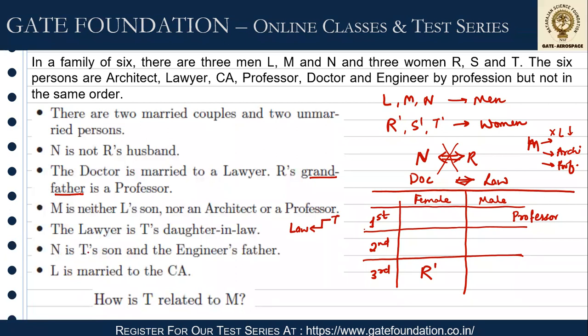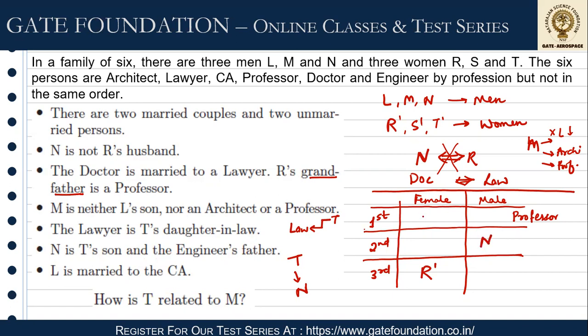Now, next thing is N is T's son. So T के exact immediate में N आ जाता है, ठीक है, नीचे, and engineer's father. So N is somewhere in the middle part, right? N जो है वो middle generation में, second generation में, because वो किसी के father भी है and किसी के son भी है. So N is somewhere over here.